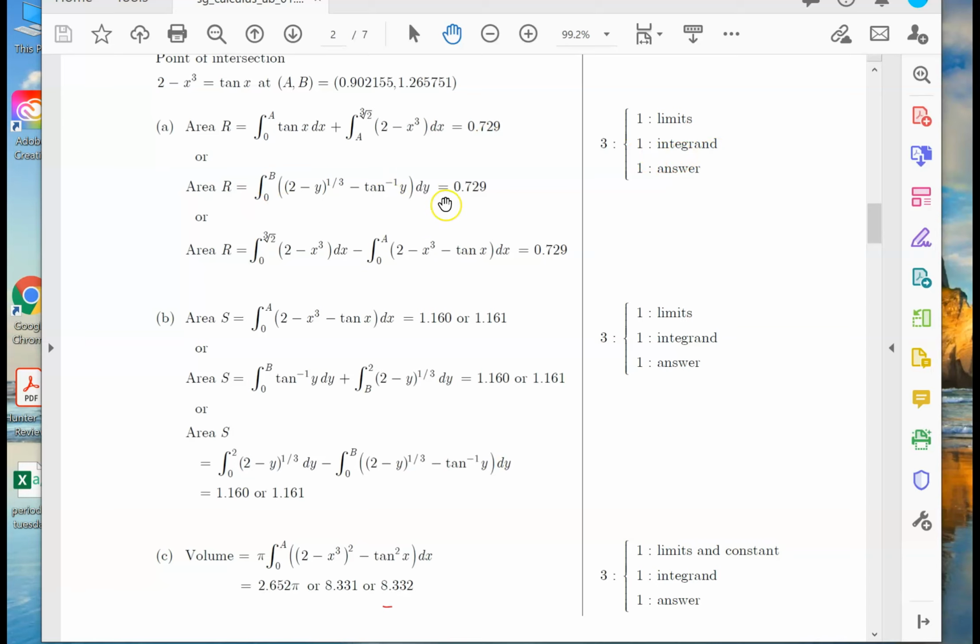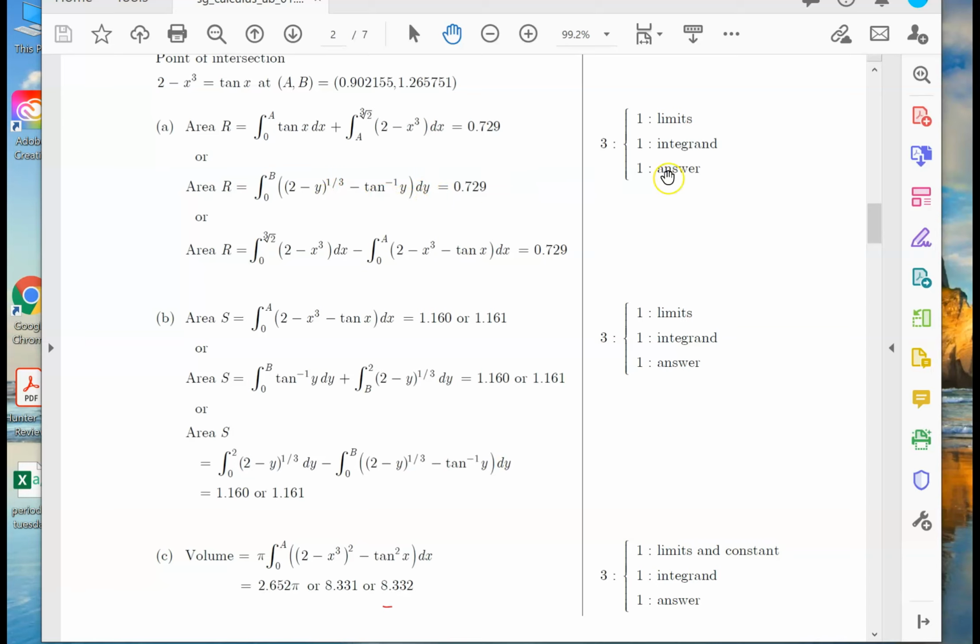The integrand is referring to whatever we write inside the integral for all of these. So again, for number 1, they would be making sure that we had the right functions, that we would have used the equations in terms of y, so the 2 minus y, the cube root of 2 minus y, and then the arctangent or tan inverse of y, dy. They'd be looking for a dy here instead of a dx. So that part would be worth 1 point, the correct integrand.